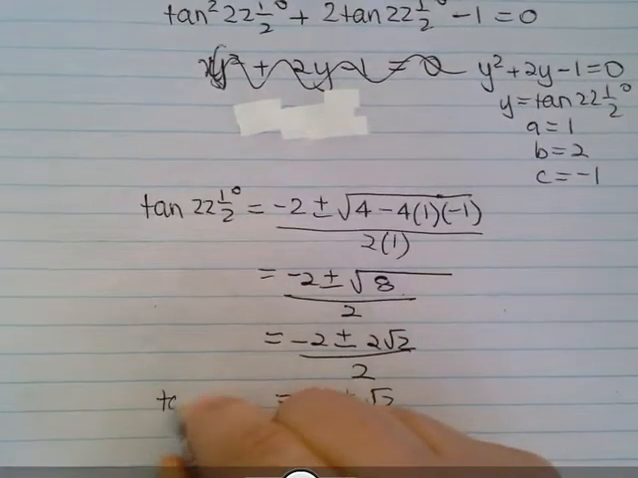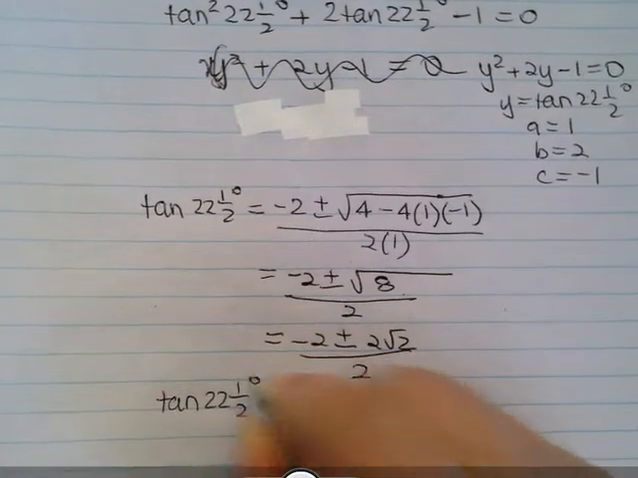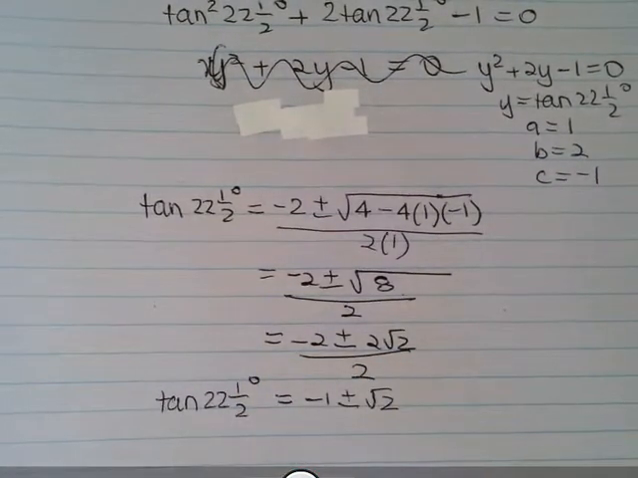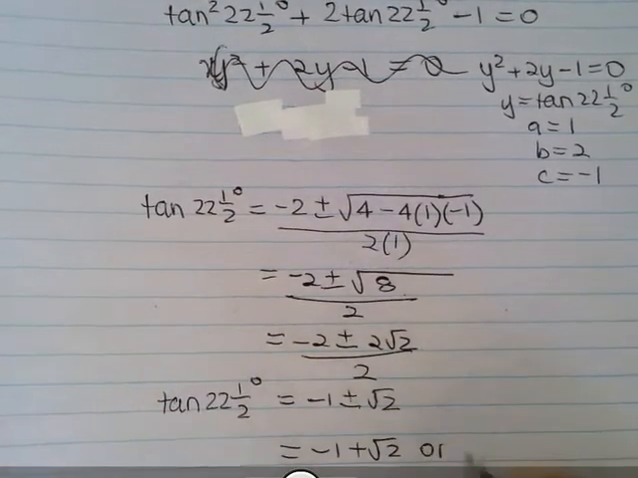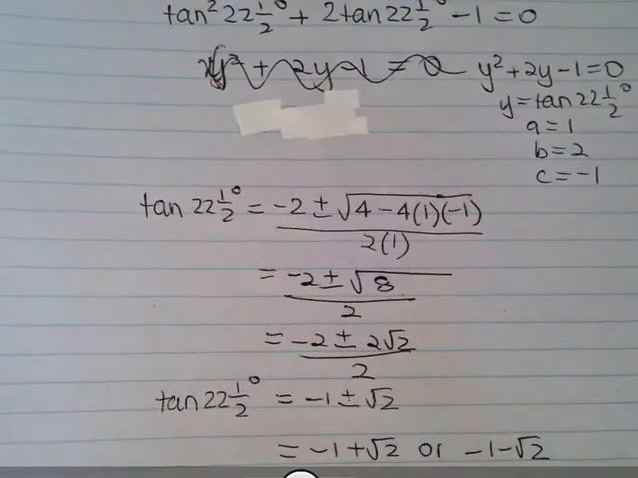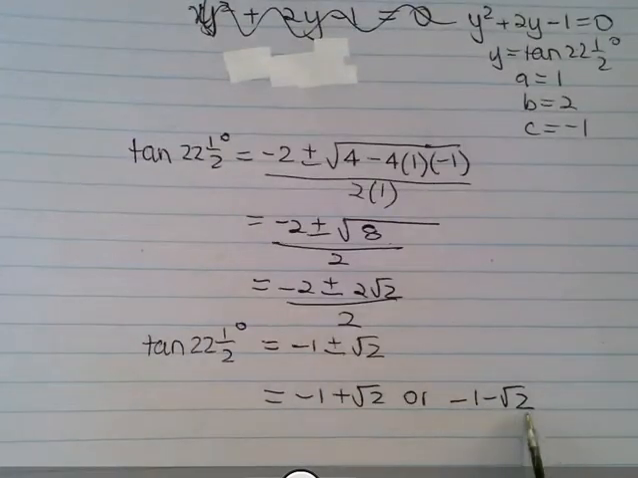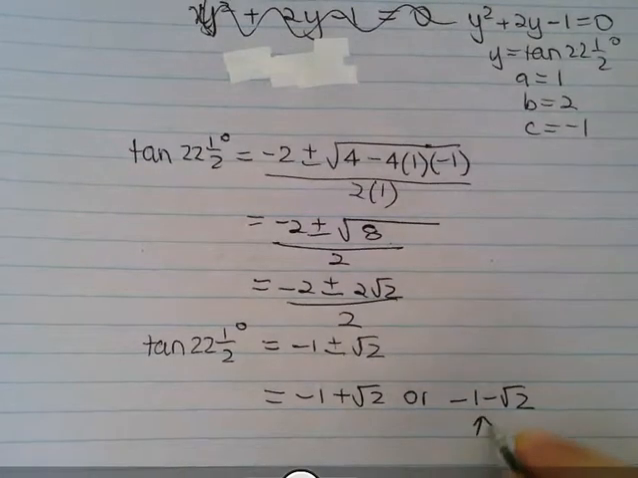Now, which one is it? I need you to think that tan of 22.5 degrees is an acute angle. Is it positive or negative? Tan of 22.5 degrees. All stations to central. It's positive. We have two options here. So you've got -1 plus root 2 or -1 minus root 2. It's not going to be -1 minus root 2 because this is negative. So it's not the solution to this.